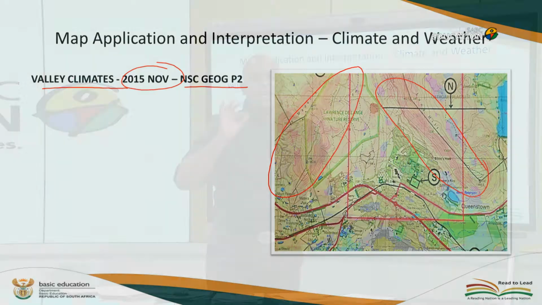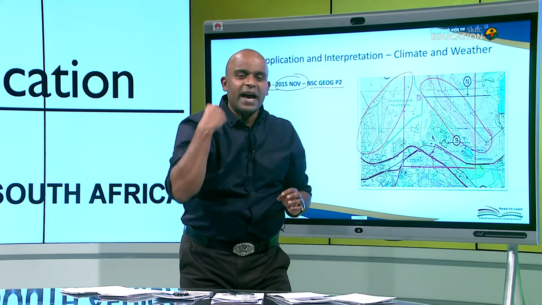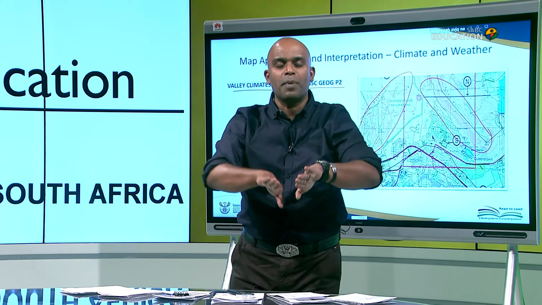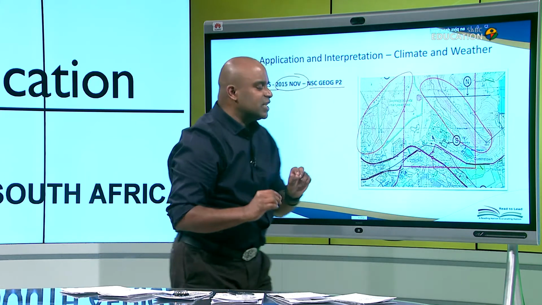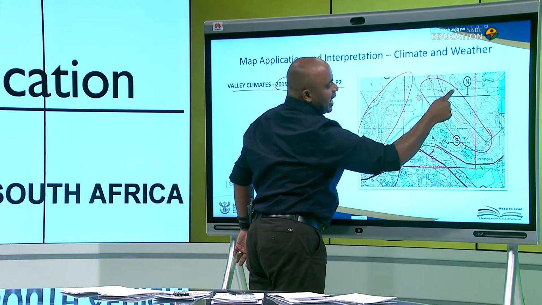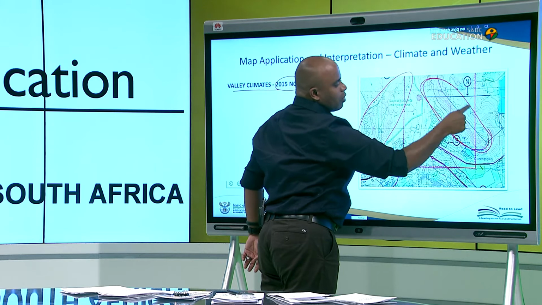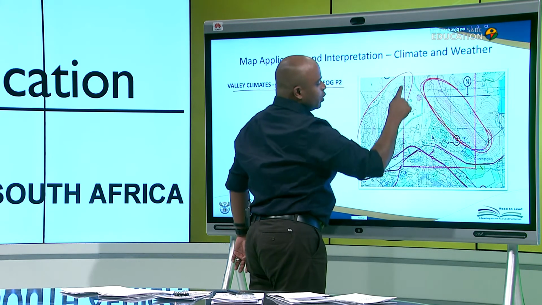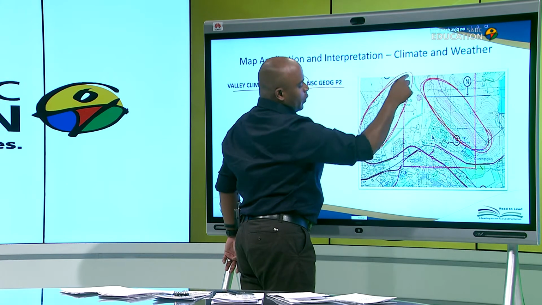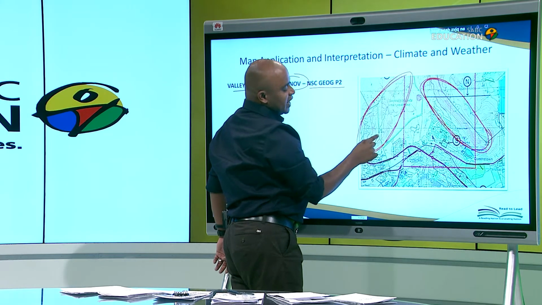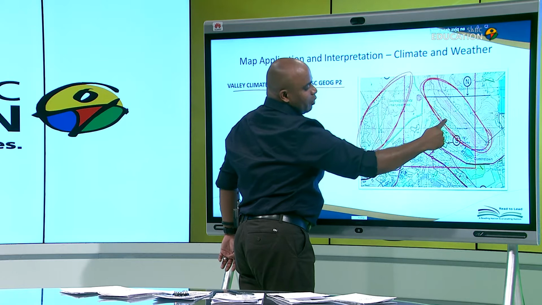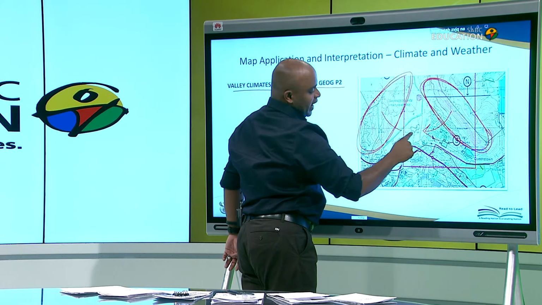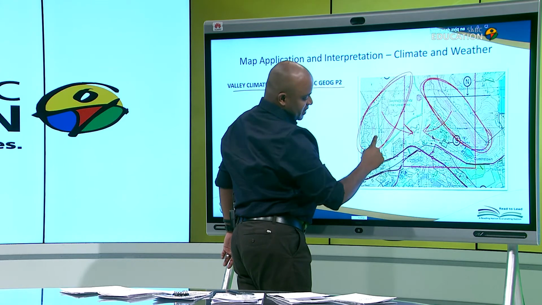Now, in any map, you have to be able to identify where the valley is. Where does the slope go downwards? And if you look at this particular map, note the high-lying area where your contour lines are close together, which means that your valley winds move downslope. And yes, these are katabatic winds.